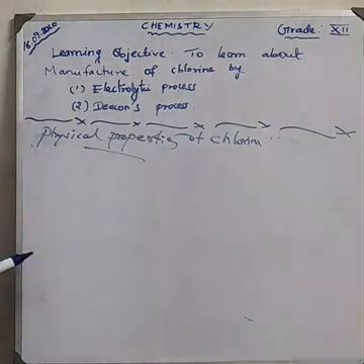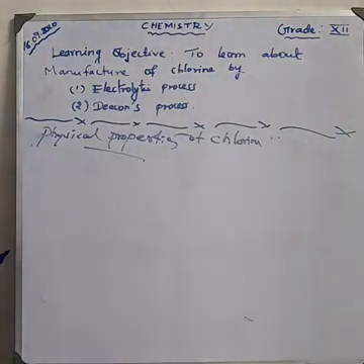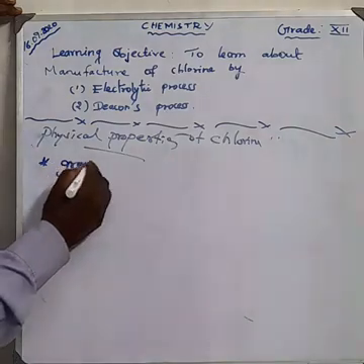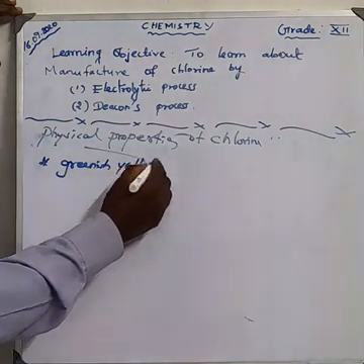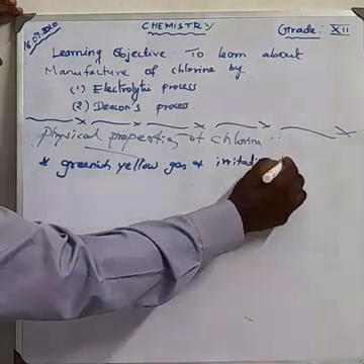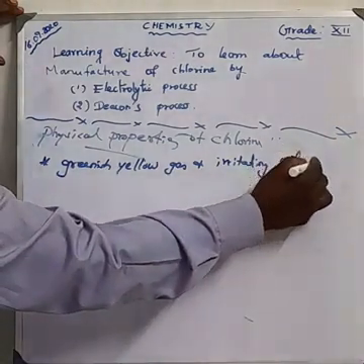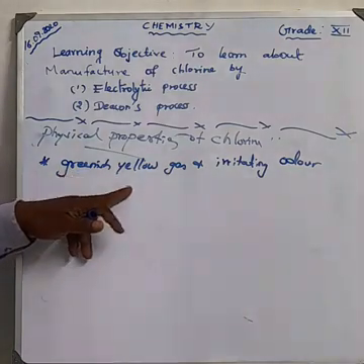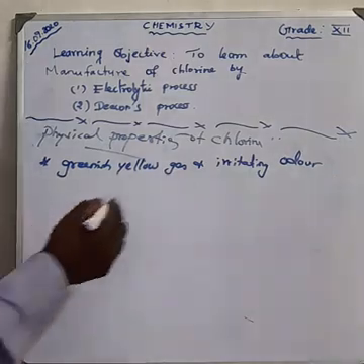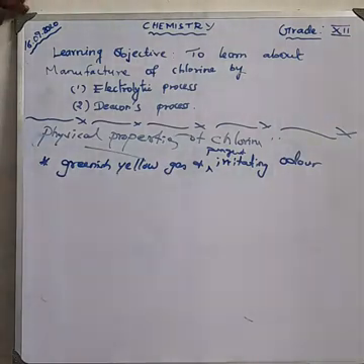Here, it is a greenish yellow gas. Chlorine is a greenish yellow gas with a pungent, irritating odor.